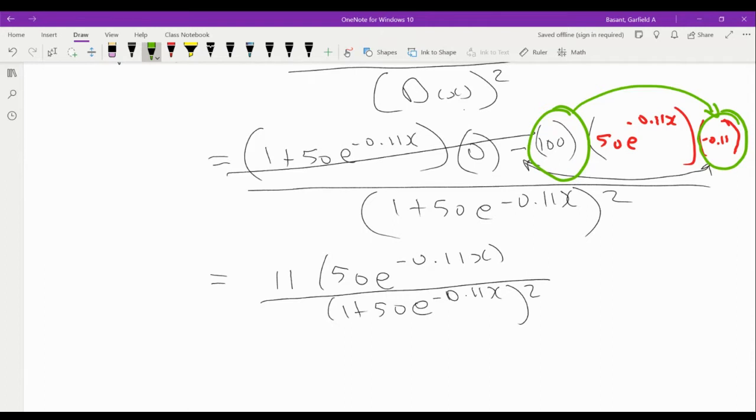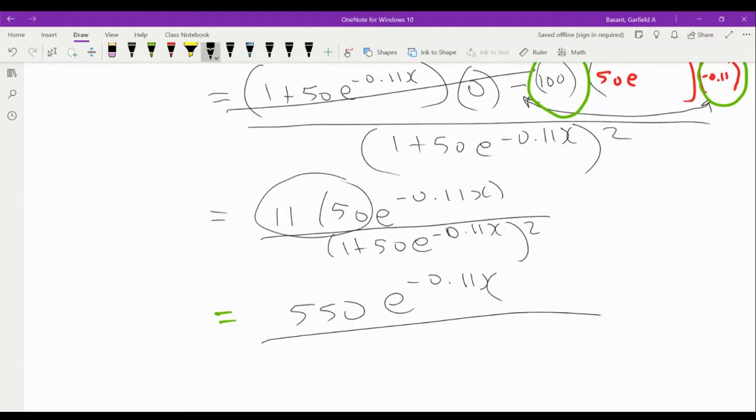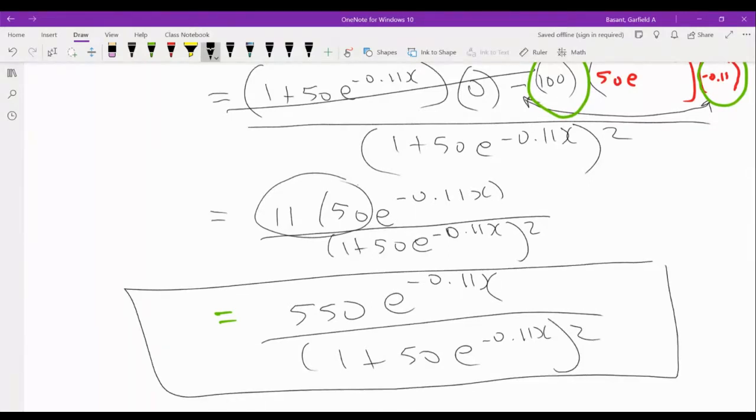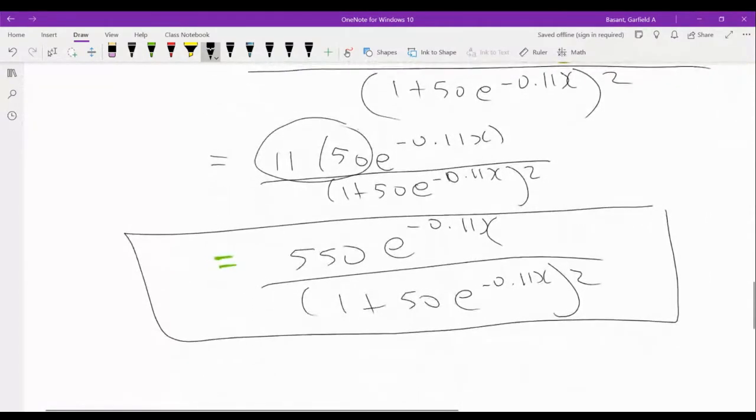Okay, you just write it in the front. It doesn't matter if you put it in the front or back. It's still going to come out the same. Because we still haven't finished this, we're still going to multiply the 11 and the 50, which is 5,500 e to the negative 0.11x all over 1 plus 50 e to the negative 0.11x, all squared. So this would be our final answer. In math, it doesn't matter which order you put the numbers when you're multiplying them, you still end up with the same answer.